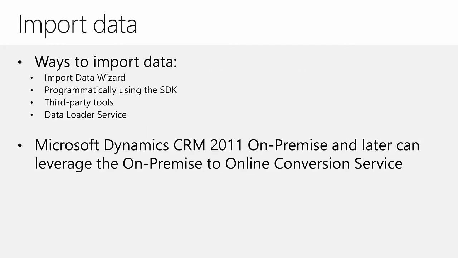Most Microsoft Dynamics 365 deployments require bringing in existing data. There are several ways to import data. You can use the Import Data Wizard in the web application for simple scenarios. You can programmatically import data using the SDK, but this will require some development, which is typically reserved only for complex migrations. There are several third-party tools you can use to perform the migration, or you can use a service from Microsoft called the Data Loader service.